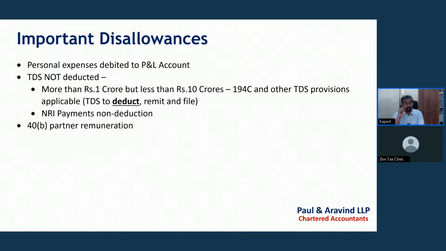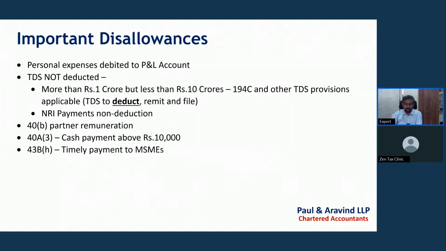Therefore, it is extremely important that you look at the partnership deed. The provisions as per the Income Tax Act allow only whatever is the partner remuneration, whichever is lower of all these amounts. Therefore, that is also one of the important disallowances. 40A(3), if you had made any cash payments above ₹10,000, then that is also to be disallowed.